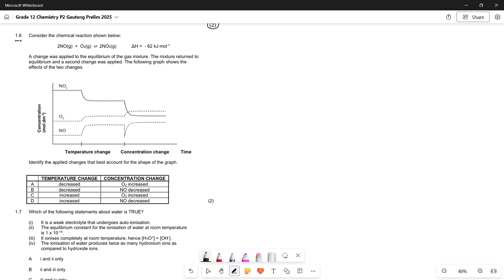Question 1.6 says, consider the chemical reaction shown below. We're now dealing with some chemical equilibrium question. So we have 2NO plus O2 goes to 2NO2. And this is a forward and reverse reaction, so it's chemical equilibrium. And here, delta H, we're dealing with some sort of reaction. So we have two different graphs over here. We have a graph like this and a graph like this based off of grade 11 work.